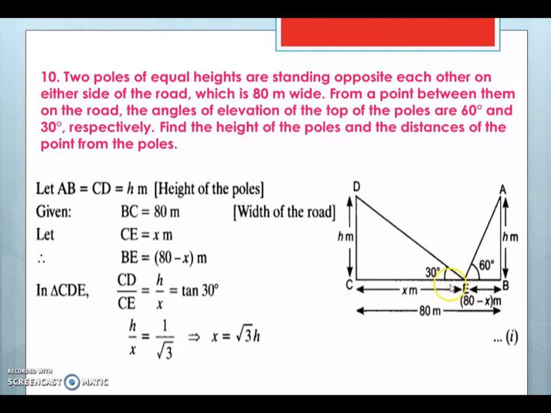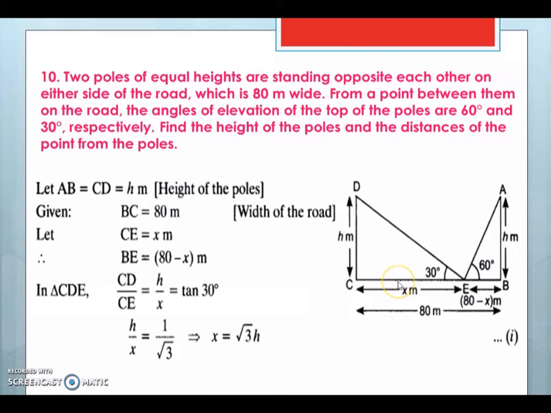So if I take CE as x meters, then EB should be 80 minus x, because total length is 80. So if CE is x, EB should be 80 minus x. Now this point E, I have taken here close to B. I could have taken it near C also, because it is not given where this point is. It could be anywhere.